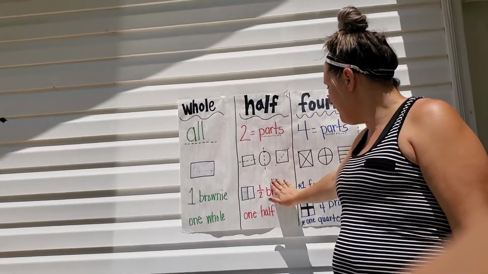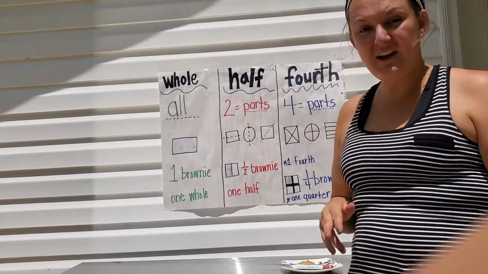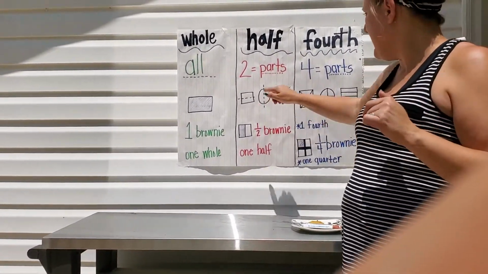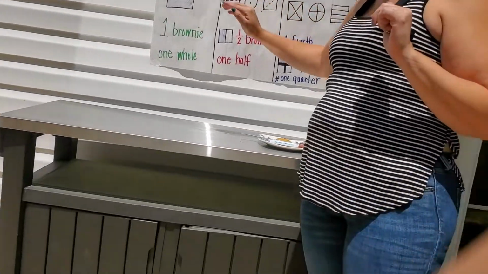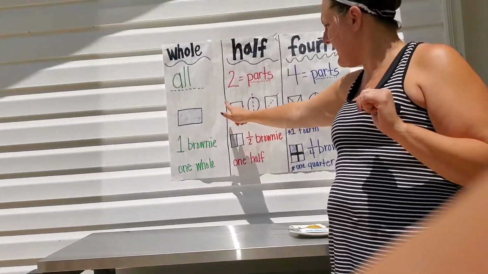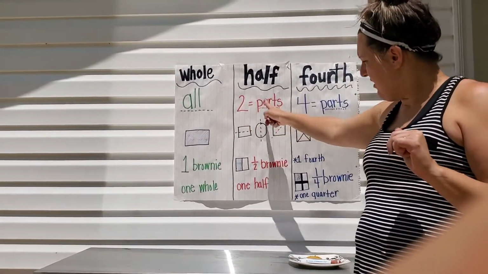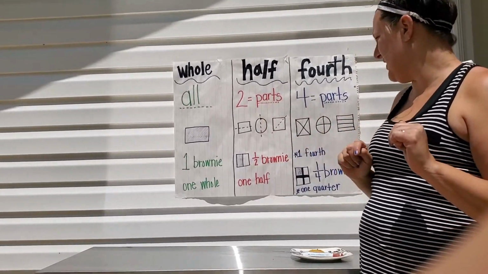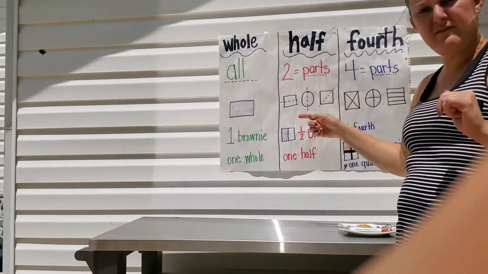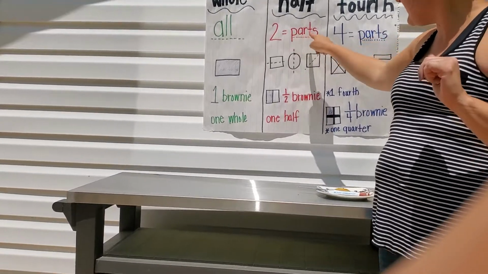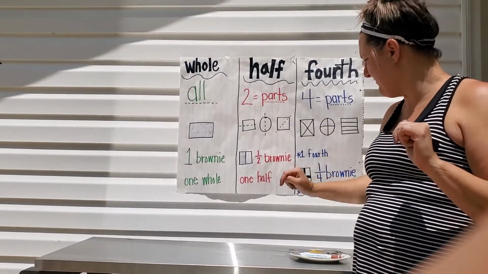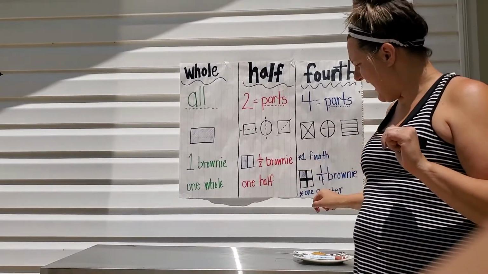So then, if we share it with our mom, we're going to cut it in half. And that means we have two parts. Now we have a square birthday cake, we could cut it this way. Or if we have a round one, we could cut it this way. Or we could even cut it from corner to corner. And that's still two parts. That's half. So we could have half a birthday cake.